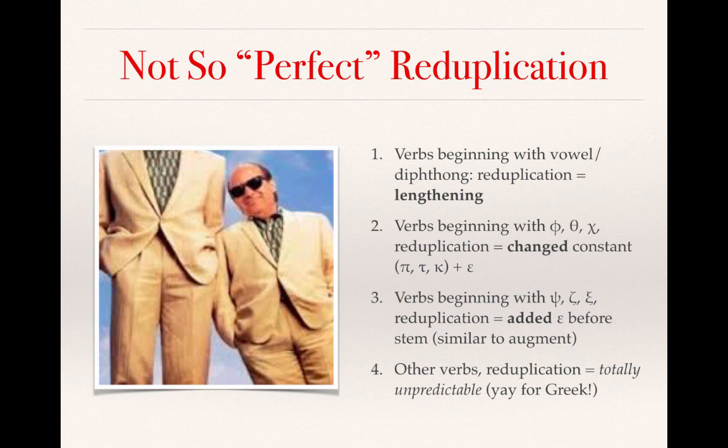And so when you reduplicate that first letter, that first vowel, what results is a lengthening, and it ends up looking a lot like the augment for the imperfect or for the aorist. When you have verbs that begin with phi, theta, or chi, reduplication results in a changed consonant, pi, tau, or kappa, and then you add also the epsilon.